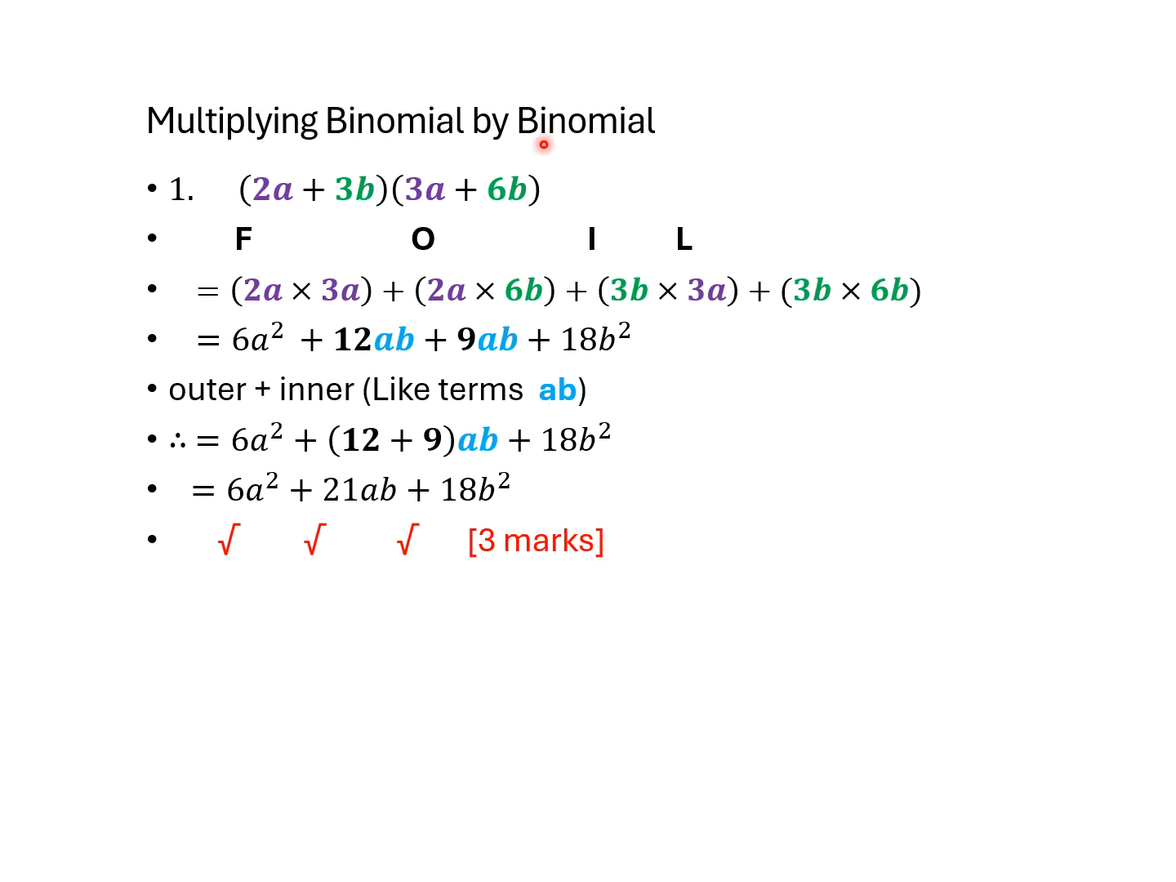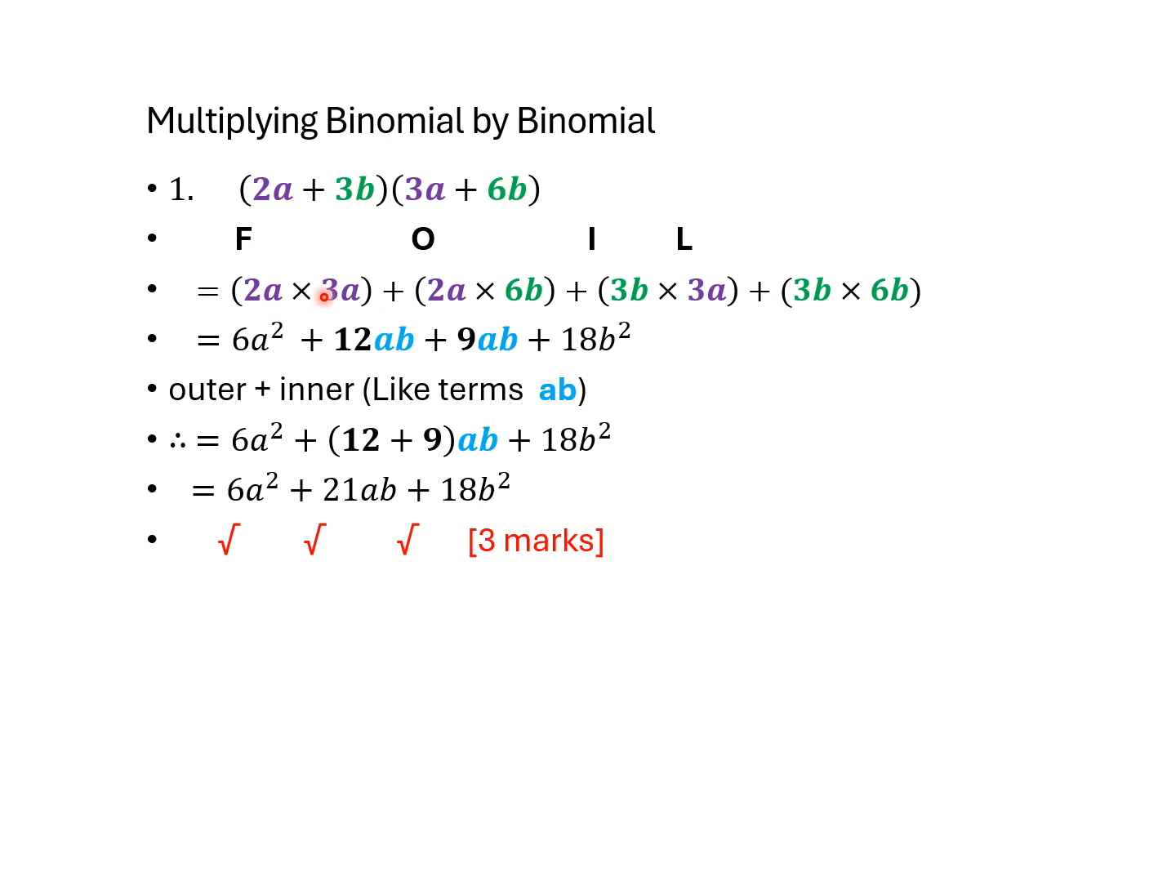So multiplying binomial by binomial, we have 2a plus 3b, 3a plus 6b. If I take my first, that would be 2a times 3a. Outers, positive times positive is positive, 2a times 6b. Inner, positive times positive stays positive, 3b times 3a. My last terms, positive times positive stays positive, 3b times 6b.